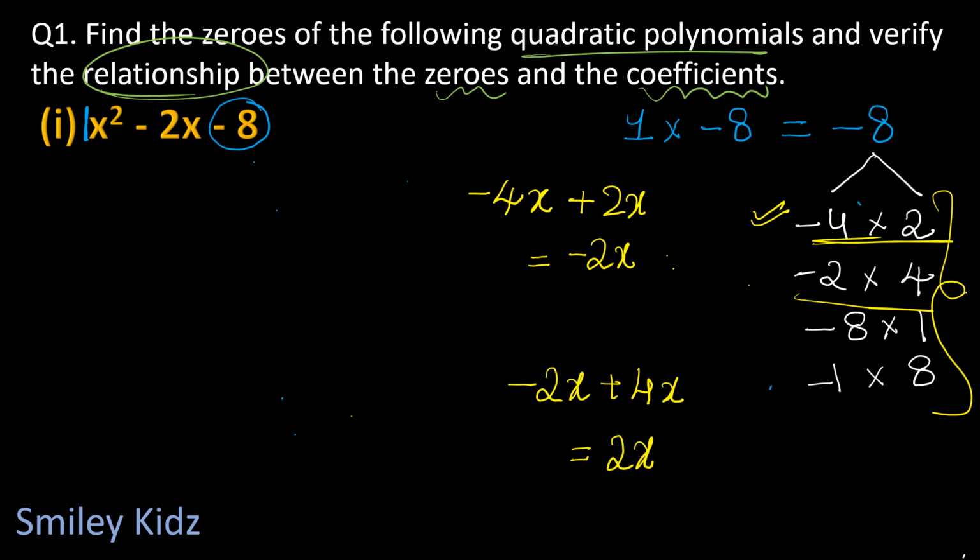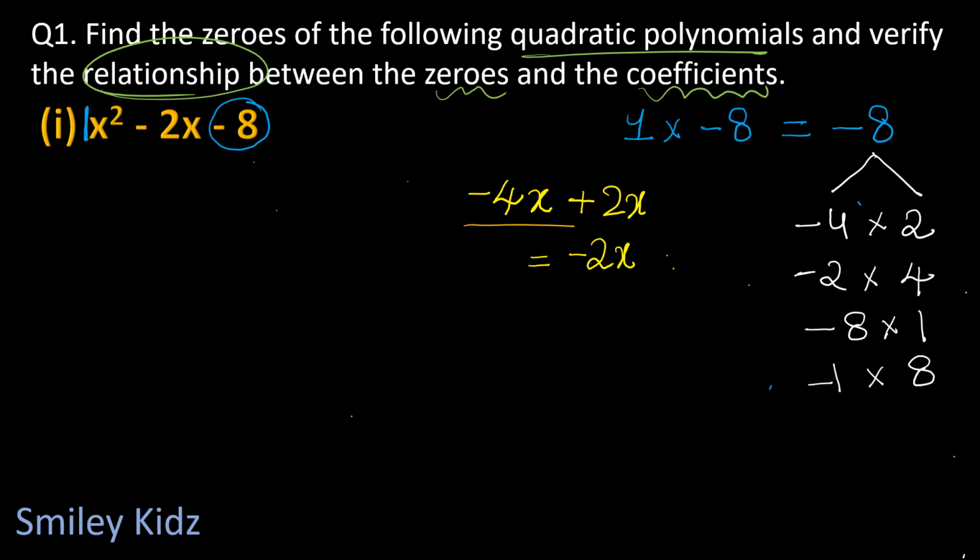Now if we take a look at the third one, that is minus 8 times 1. So it's going to result as minus 8x plus 1x, which is minus 7x. This is not at all what we are going to acquire, right? Even the fourth one will result in the wrong answer. So we're going to take the first one into consideration and split the middle term, right? So it is x squared minus 4x plus 2x minus 8.